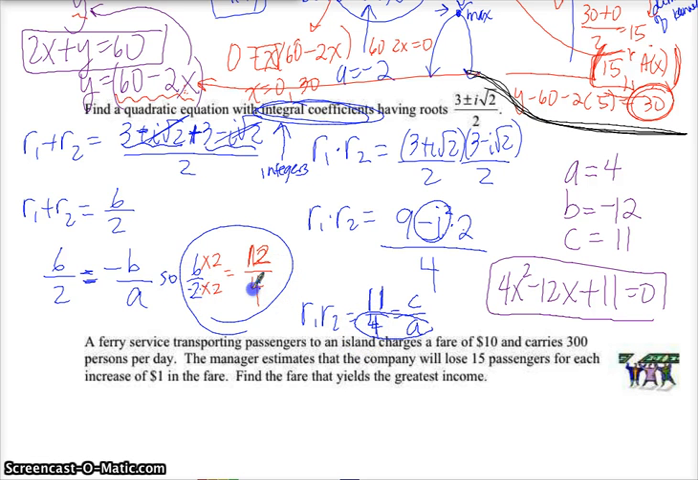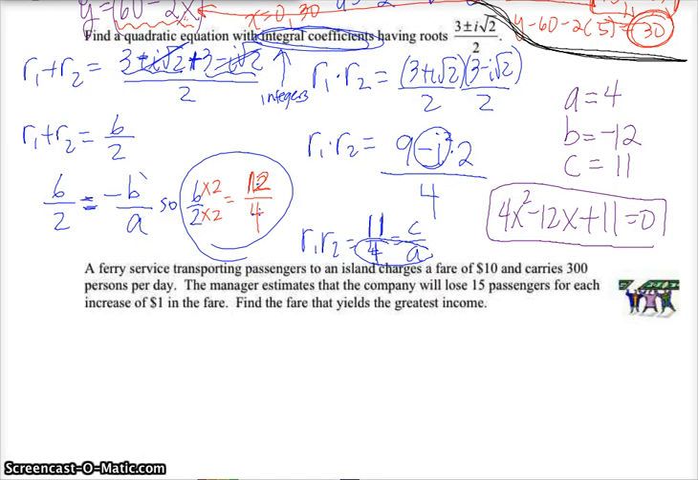So if I multiply the bottom by 4, I have to multiply the top by 2, excuse me, to make it become a 4. 2 times 2 is 4, 6 times 2 is 12. But remember, this equals negative B over A. So then I get A equals 4, B equals negative 12, and C equals 11. I plug it in, and this is my quadratic equation.